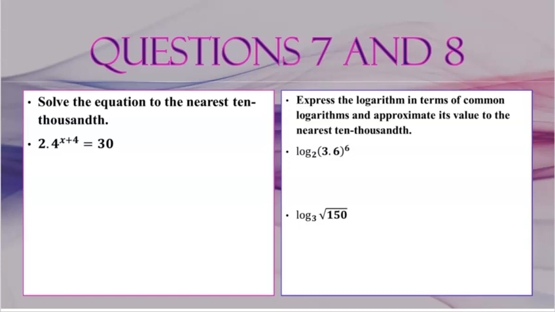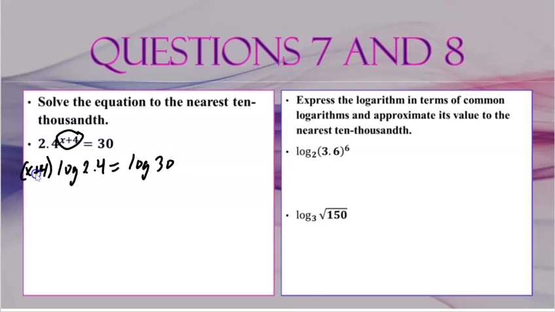Question 7. Solve the equation to the nearest 10,000th. So when you have a problem where the variable is in the exponent, we're going to undo an exponent by writing it in logarithmic form. So I'm going to put the log of 2.4, and that means this x plus 4 is going to go on the outside. So x plus 4. I'm just using the power property of logarithms. And this is going to equal the log of 30.